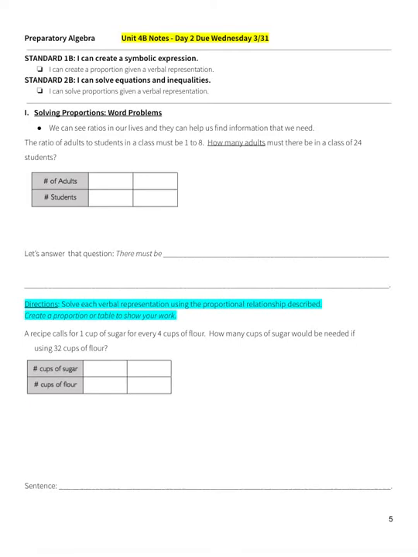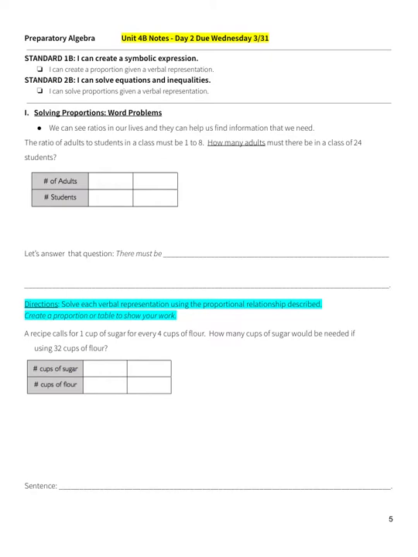These are your Unit 4B Day 2 notes. We're continuing to work on Standard 1B and Standard 2B. We are going to be creating proportions and solving proportions, just like we were yesterday. The only difference is we're looking at real-world examples. So let's get straight into it.